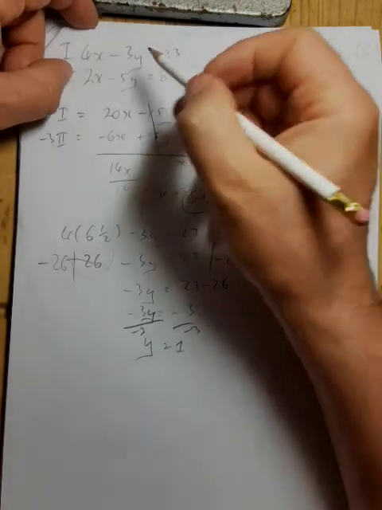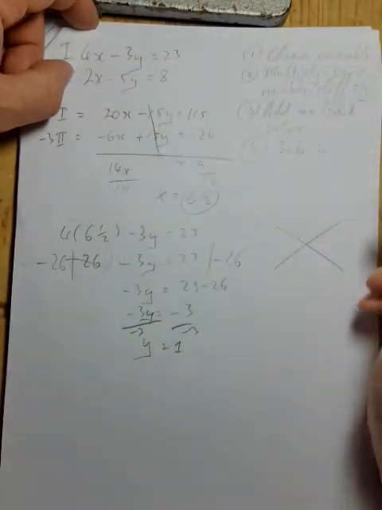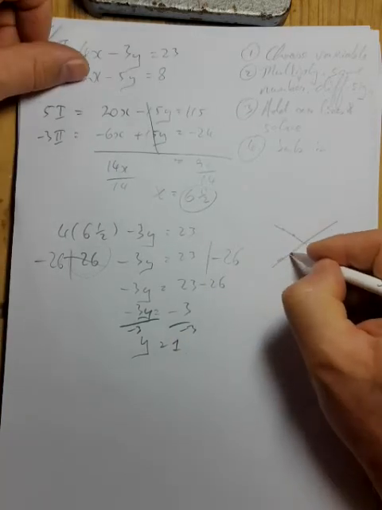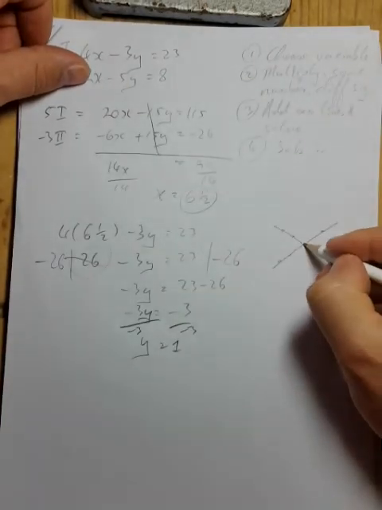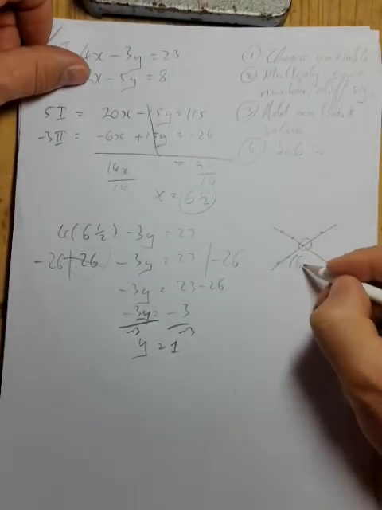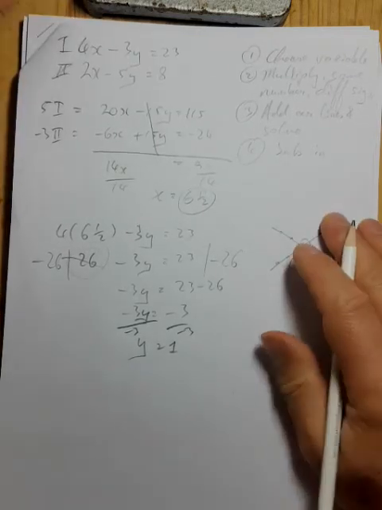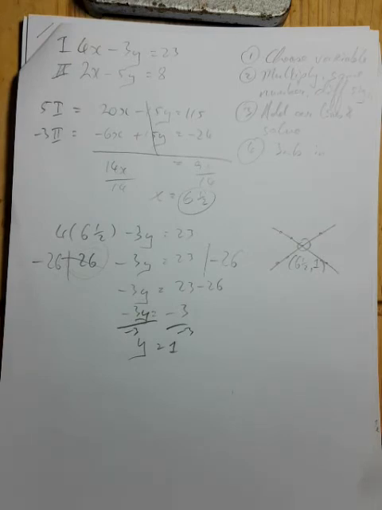So if I were to plot these two lines, 4x minus 3y equals 23, find a couple of points, draw a line to connect them. Find a couple of points, draw a line to connect them for the other one. Where these two lines would cross would be at the coordinate 6.5, 1. And that is how we do simple simultaneous equations.